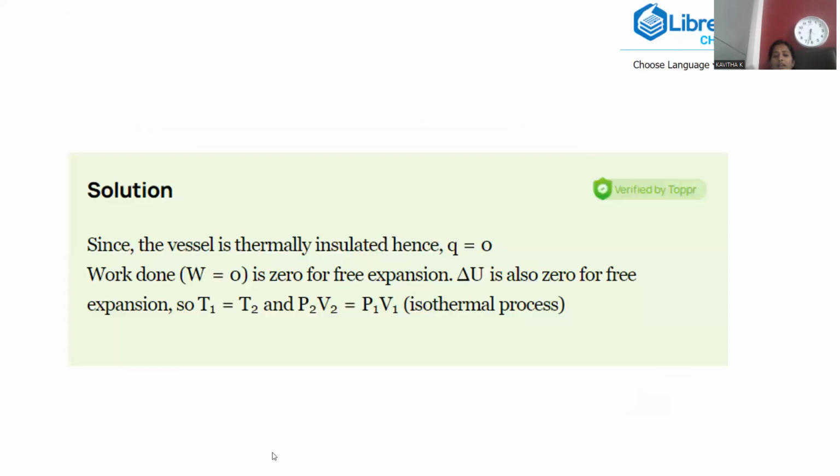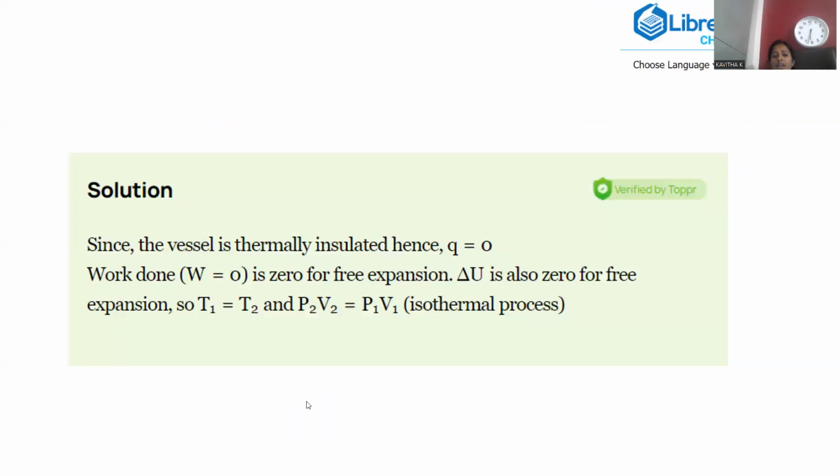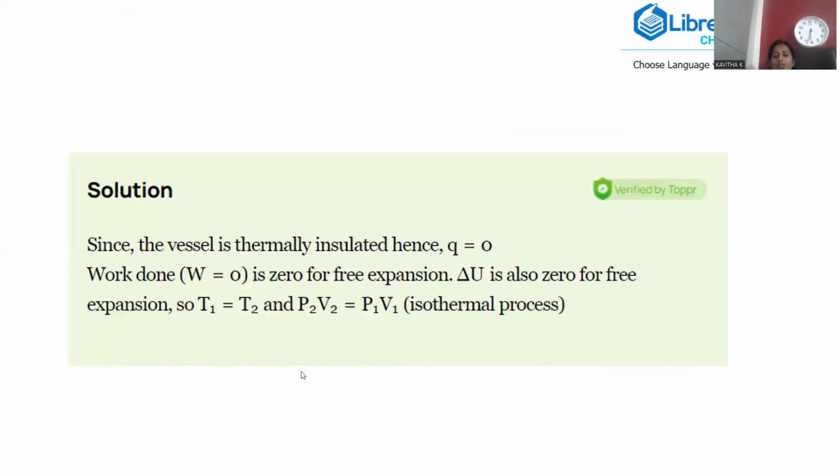So let's go with the answer for this. Since the vessel is thermally insulated, and insulation means heat neither goes out nor enters inside, Q will be 0. Q will be 0 is the answer for this one. And if the heat change is 0, work done will become 0 as well. Work done 0 is not provided as an option, so that is not required. When the heat change is 0, the internal energy change will also become 0 for free expansion.